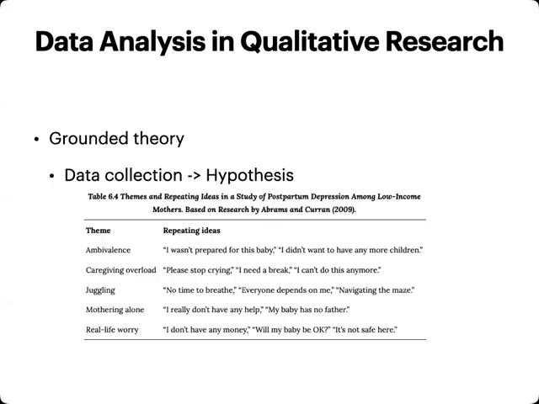For example, consider a study with the grounded theory approach by researchers Laura Abrams and Laura Curran, who explored postpartum depression symptoms among low-income mothers. They conducted unstructured interviews with 19 participants and recorded many direct quotes from the participants. Table 6.4 in the slide outlines the five broad themes identified by the researchers, along with the specific recurring ideas within each theme.